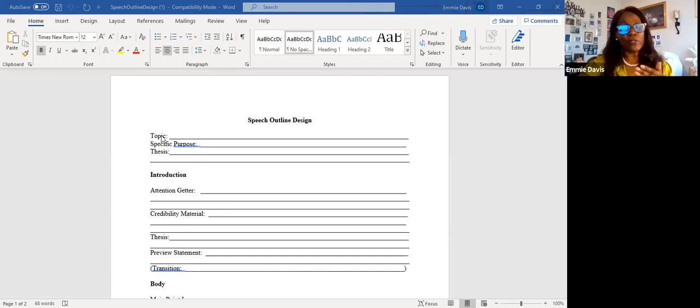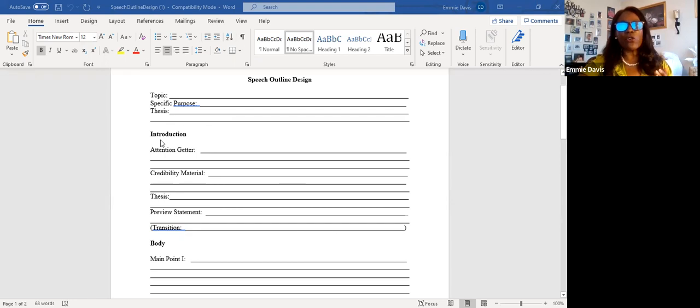You'll have, when you write your full paper, your topic, your specific purpose, your thesis. You'll have the word introduction, because remember, we're doing an outlined part along with the speech. Generally, in writing a speech, you don't label introduction. But for the outline speech, you do. You'll have the word introduction. Then you're going to have your introduction. Everything that you see here, from attention getter, credibility material, thesis, preview statement, transition, all of these are part of the introduction. So here we have the attention getter.